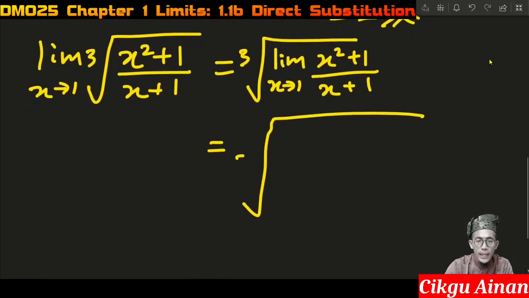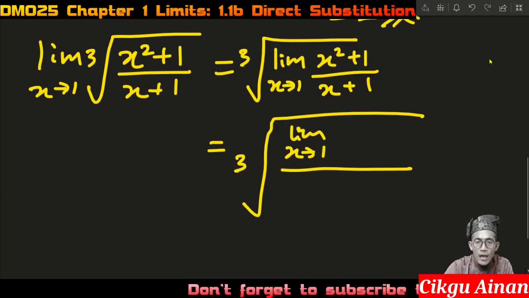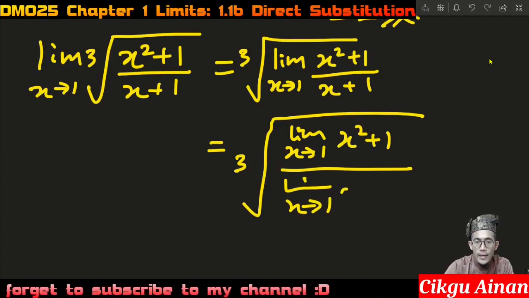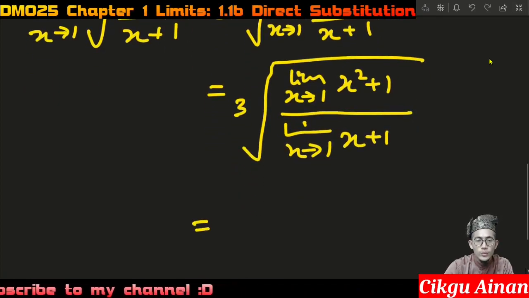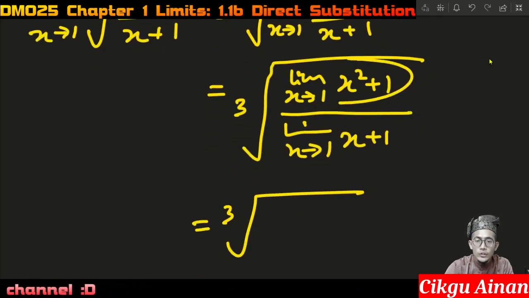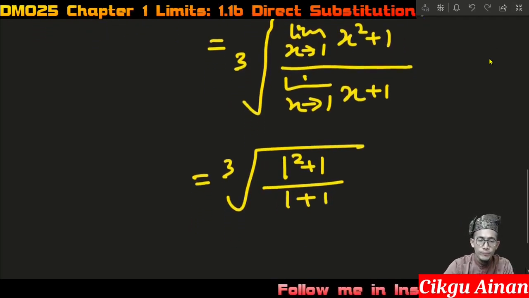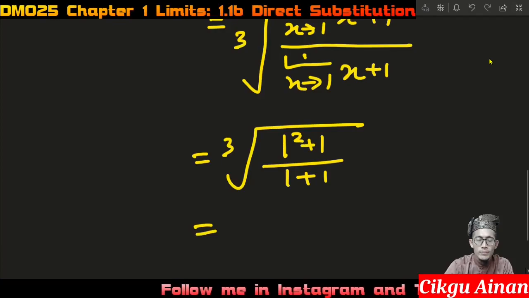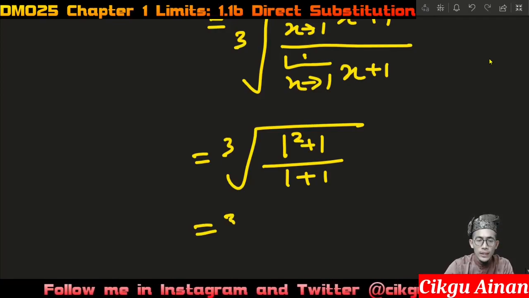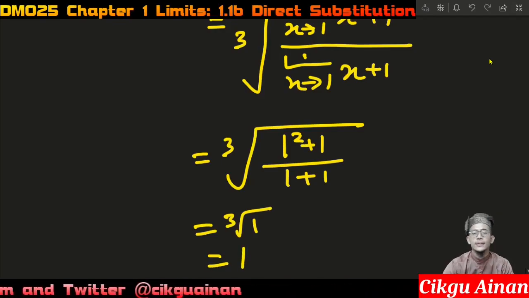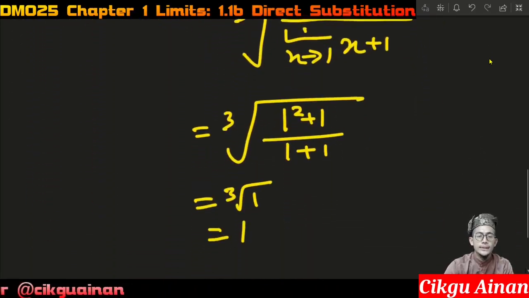So it's going to get big, that's why I do it like this. The limit as x approaches 1 of x squared plus 1, and the limit as x approaches 1 of x plus 1, all under the cube root. So what do we get? We get 1 squared plus 1, and then the denominator is 1 plus 1. So that is 2 over 2, which is 1. The cube root of 1 is 1. Yes, that's the last example.